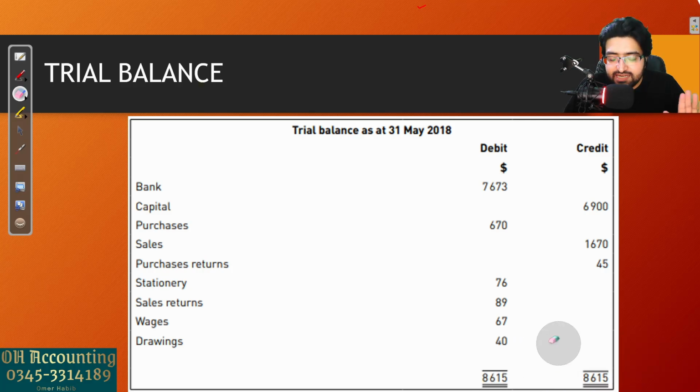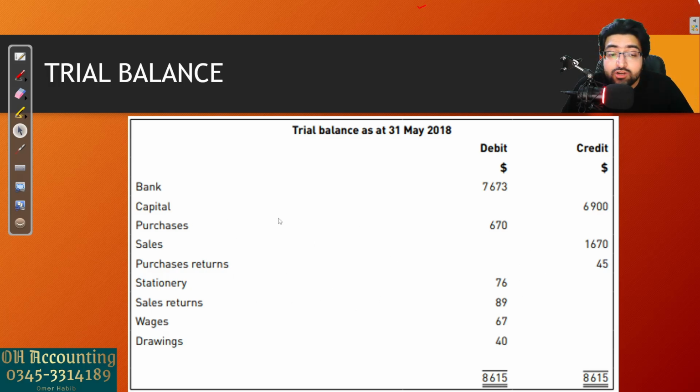For now, let's leave it there. It's not always the case. I will tell you why in chapter 7 in detail, because there are some errors that do not affect the total of the trial balance. Okay, I will talk about those in chapter 7. But for now, if we have not made any usual error in the calculations and all, the trial balance should balance.